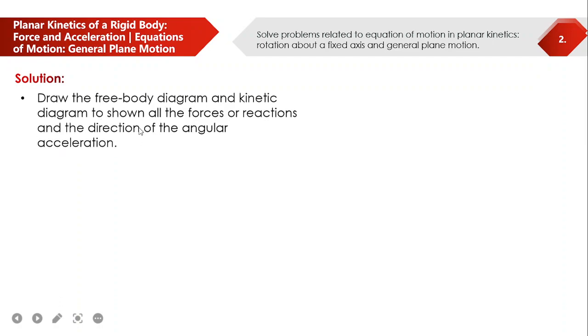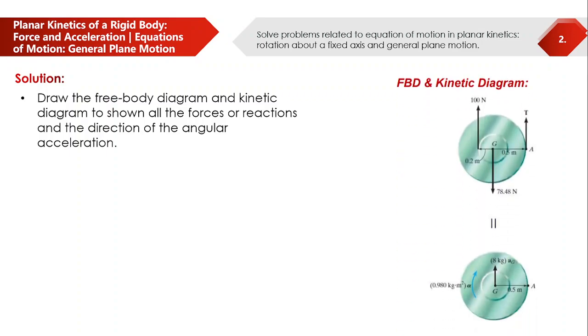Again, draw the free body diagram and the kinetic diagram to show all the forces. So that will be the FBD and the kinetic diagram. Here is the FBD and the kinetic diagram. We have 100 Newton here, the tension of the cord, and the weight of the spool. That will be 78.48, just multiply by 9.8.